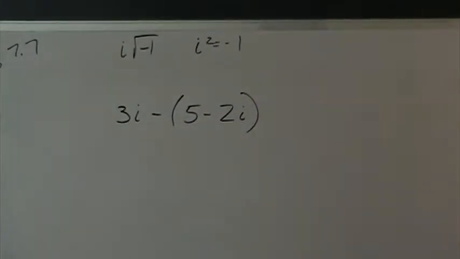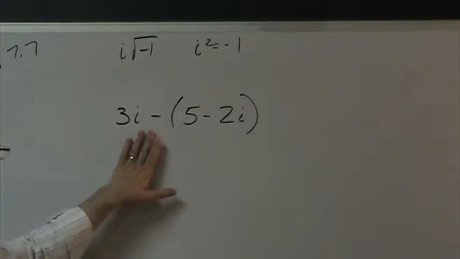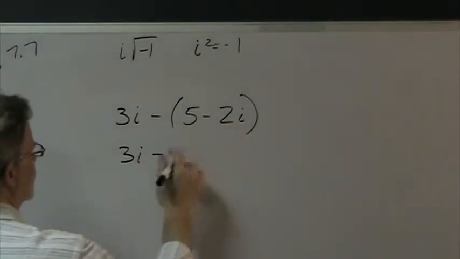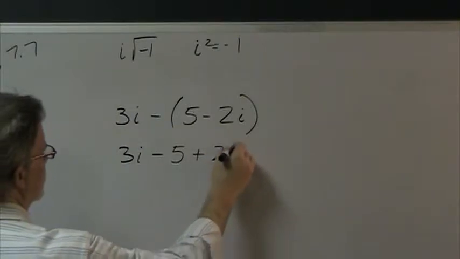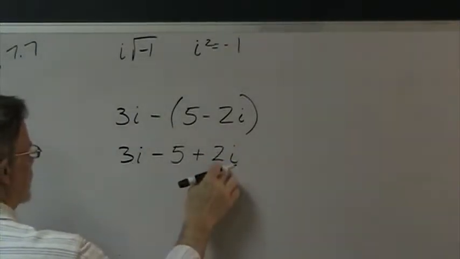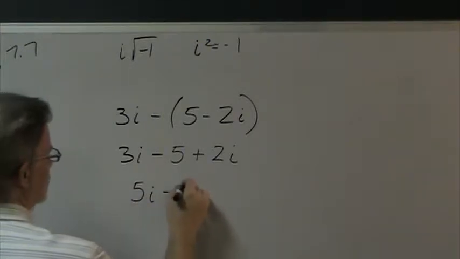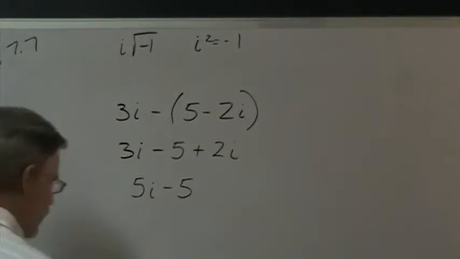Well, in the same way that we combine like terms, we can combine the i's as well. So we have 3i, and getting rid of the parentheses, minus 5 plus 2i. So 3i plus 2i gives you 5i minus 5. Very simply, you combine like terms. What about multiplying?